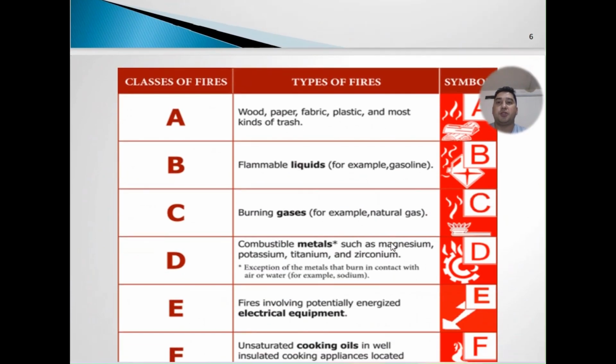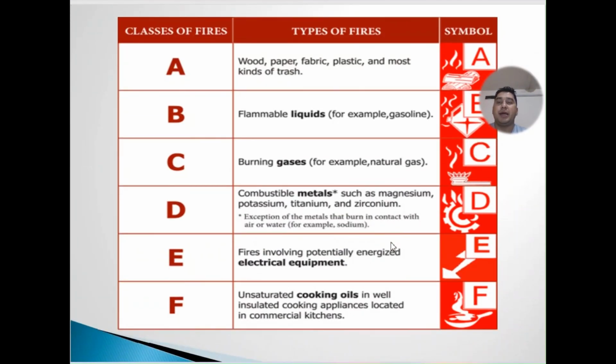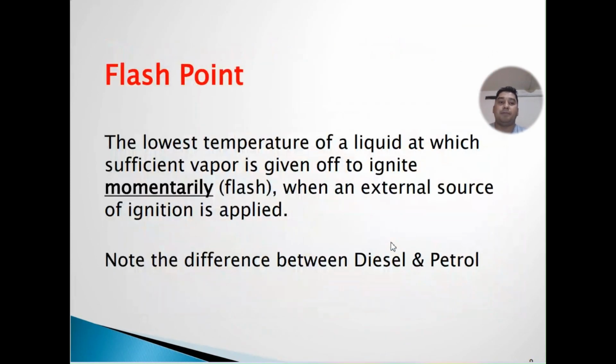Now the types of fires. As we know, there are different types of fire: A, B, C, D, E, F. As per the types of fire, we have the types of fire extinguishers. Class A fire is wood, paper, fabric, plastic, any solid material. Then B, flammable liquids. Then C is gas. D is metal. E is electrical equipment. And F is a kitchen fire.